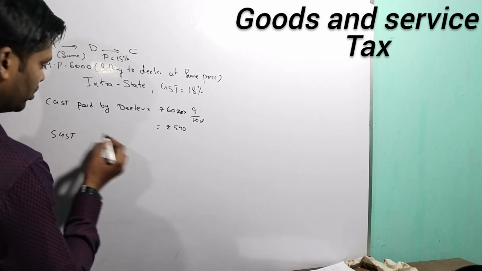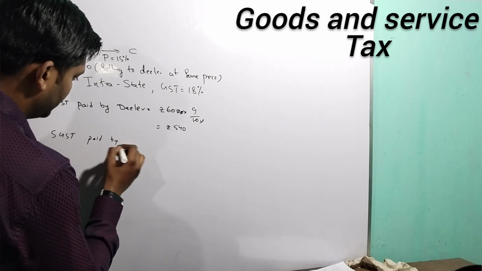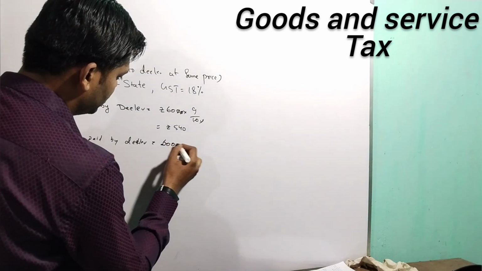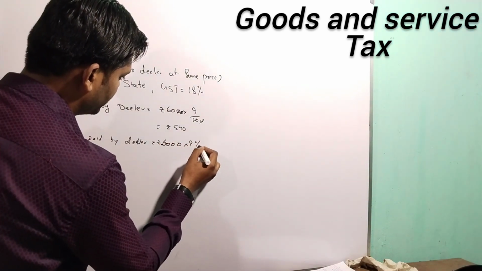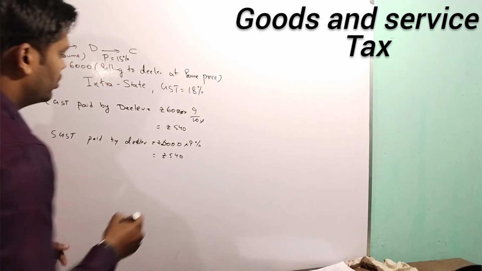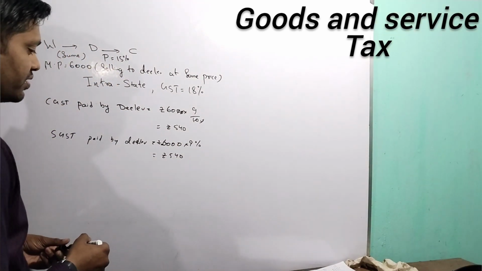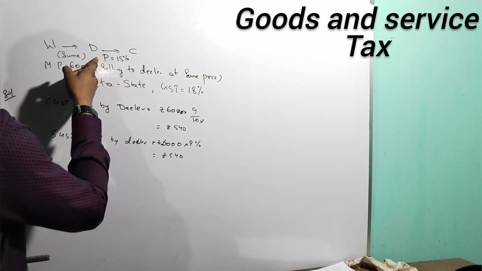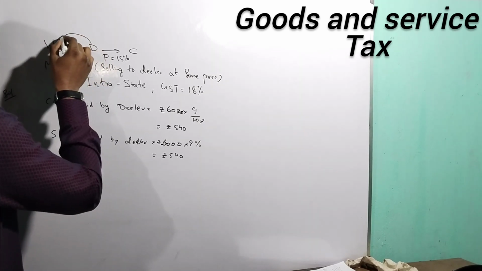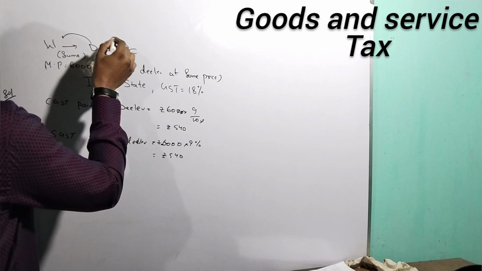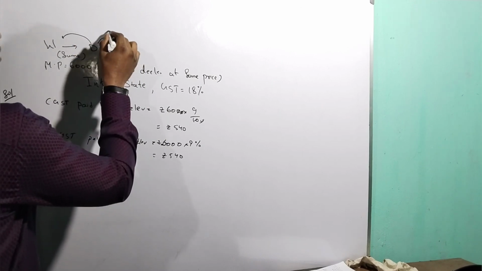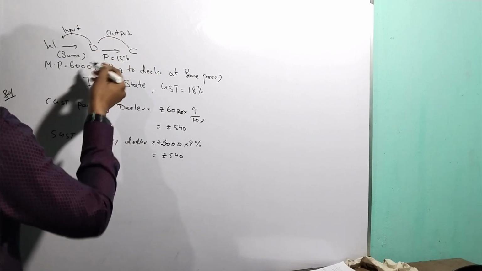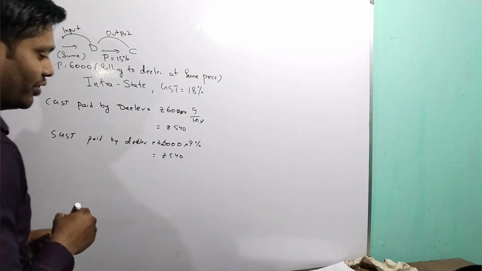SGST, same thing. SGST paid by dealer: rupees 6000 into 9%, so it will be again rupees 540. So this CGST and SGST will be the same. Okay, next point, this is input. Because this is paid by him, he is paying, and after that he will receive from this guy. So this is output, this is input. He is paying and he is getting. So paying is the input, getting is the output. Write it somewhere if you need.